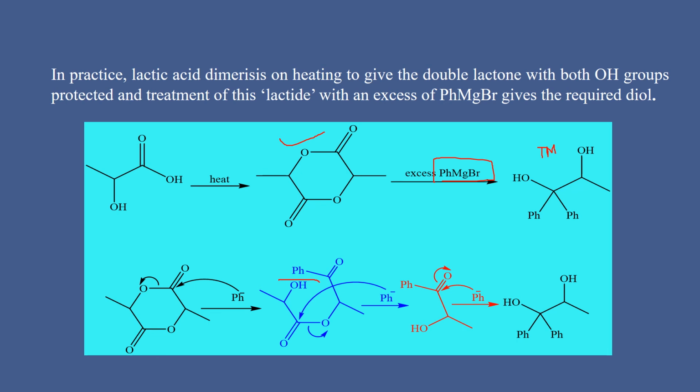When another phenyl magnesium bromide attacks on this carbon, then the dimer is converted into two separate molecules, and we obtain an alpha hydroxy keto group. When it reacts with another phenyl group, the target molecule is obtained.